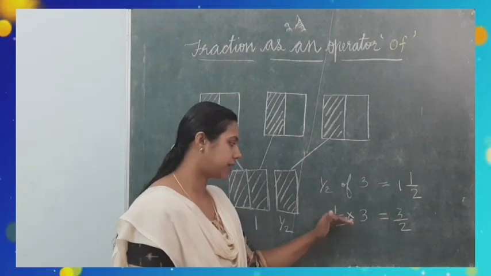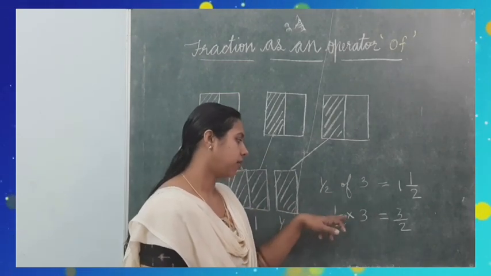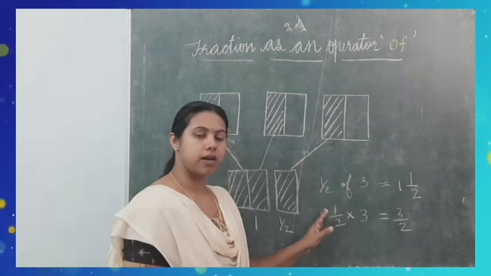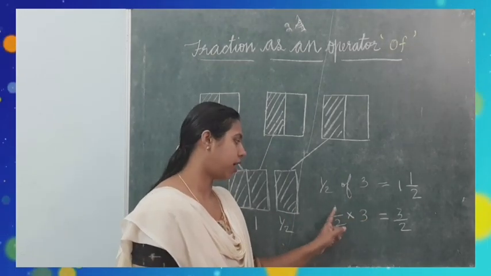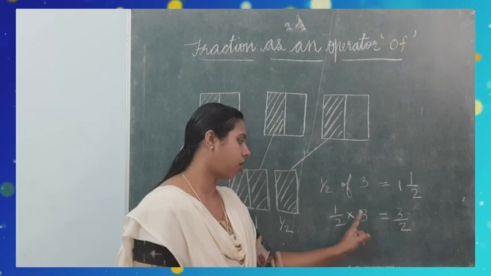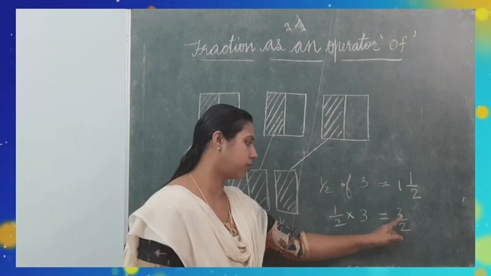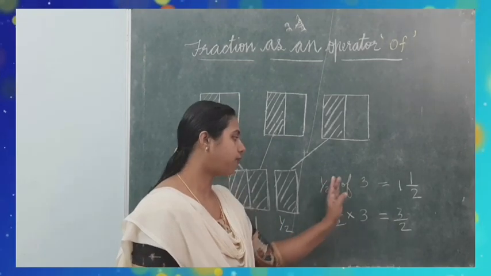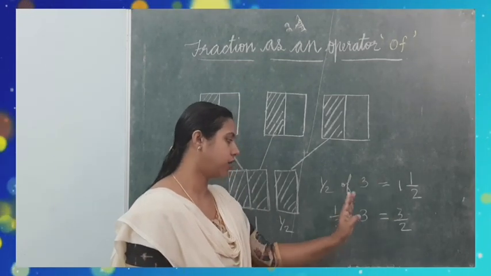Let us see, same as the multiplication, how we multiply the whole number with a fraction. So 1 into, multiply the numerator and the whole number. 1 into 3 is equal to 3 divided by 2, keep the denominator same. So half of 3 means half into 3.